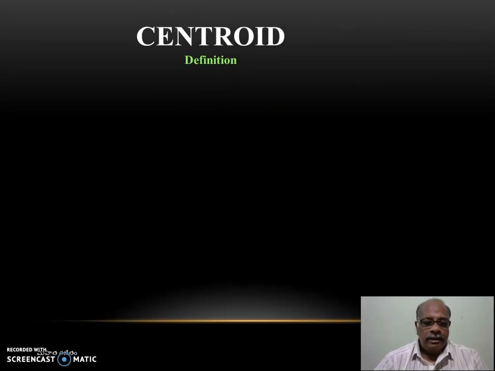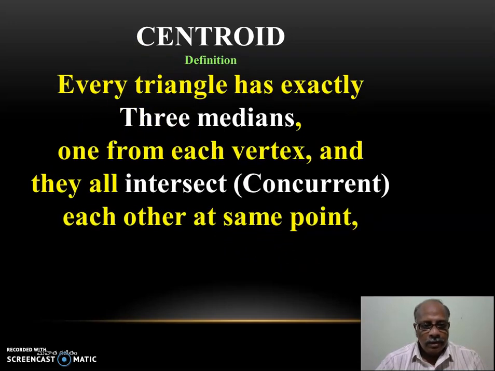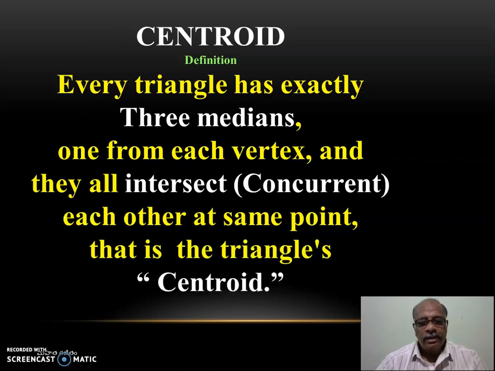Let us see the definition of centroid. Every triangle has exactly three medians, one from each vertex, and they all intersect each other at the same point. That is the triangle's centroid.